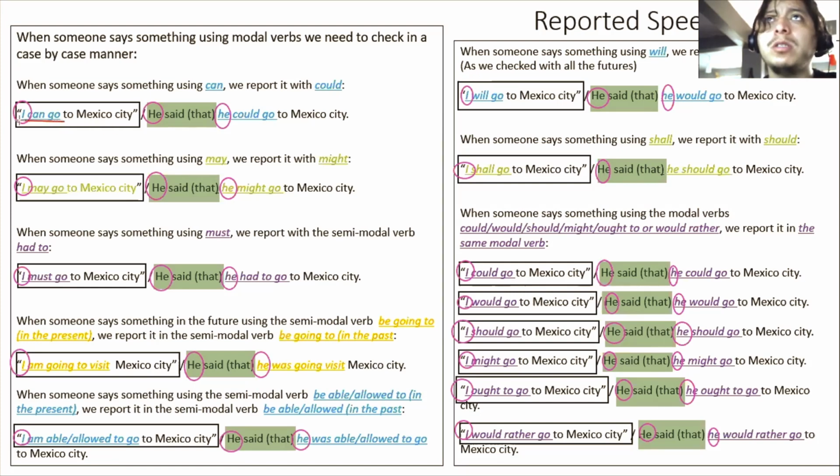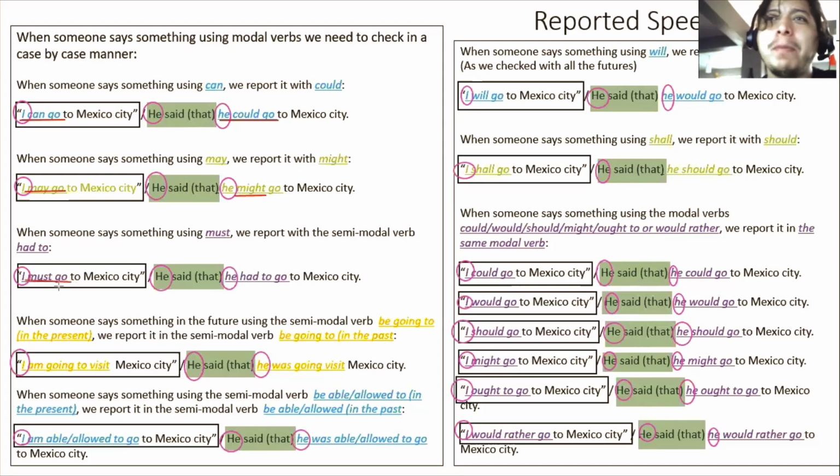What happens when somebody is using can? We report it with could. Can changes to could. I can go to Mexico City. That's direct speech. He said that he could go to Mexico City. Okay, can changes to could. May. I may go to Mexico City. May changes to might. I may go to Mexico City. He said that he might go to Mexico City. Perfect. Must.